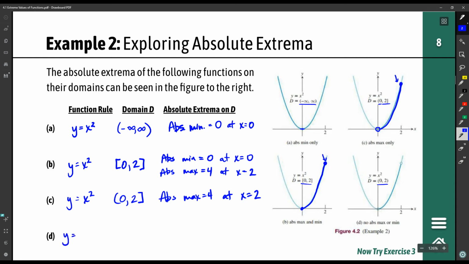Next, for part D, it's the same function rule, but this time the domain is open on both sides, 0 and 2.